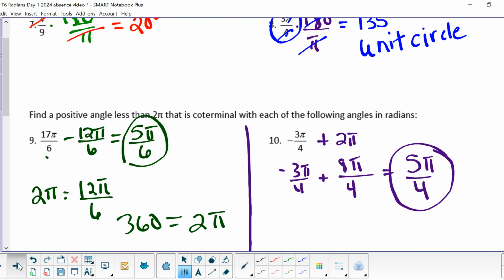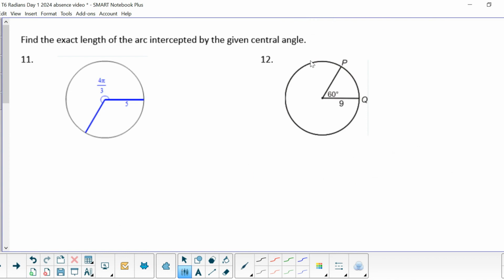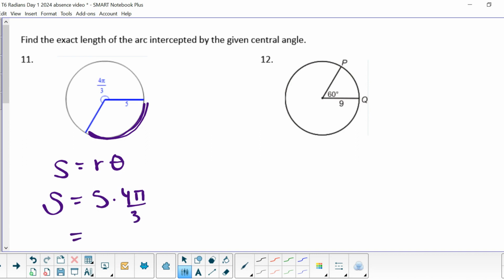All right, last problem together. So now we're going to do some more arc length stuff, but these are now angles. One angle is in radians and one angle is in degrees, but you're looking for the arc length. So you're technically looking for this portion of the circumference. So this one, again, is just S equals R theta. So we're looking for S now. And in this problem, R is equal to 5 and theta is equal to 4 pi over 3. You don't have to put this in decimal. You're just going to multiply the 5 by the 4, and you're going to have 20 pi over 3 is the length of this arc right here.